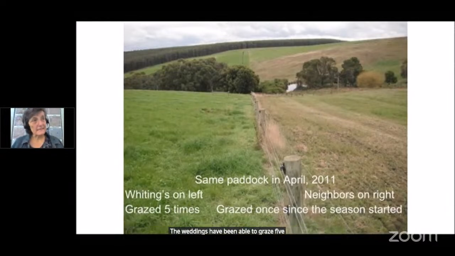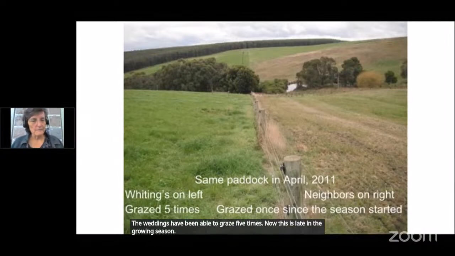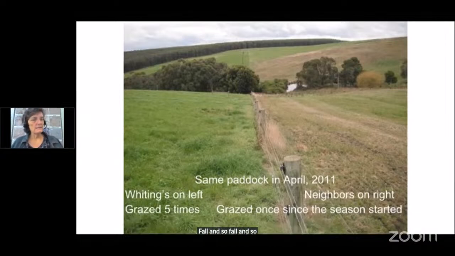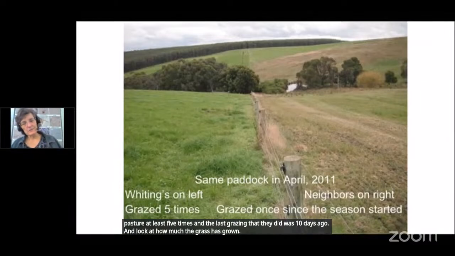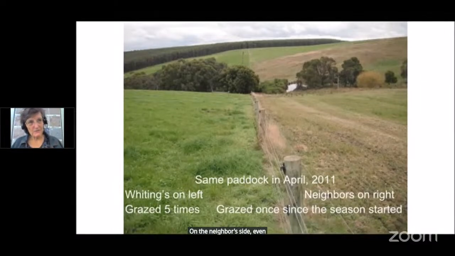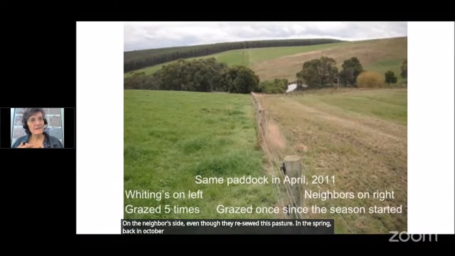Now this is late in the growing season, this is fall, and the Whitings have grazed their entire herd on this pasture at least 5 times, and the last grazing that they did was 10 days ago. And look at how much the grass has grown. On the neighbor's side, even though they resowed this pasture in the spring, back in October, they have gotten no growth. They've not been able to put their whole herd. They've only been able to put sick animals on that pasture because there's not enough grass growing.